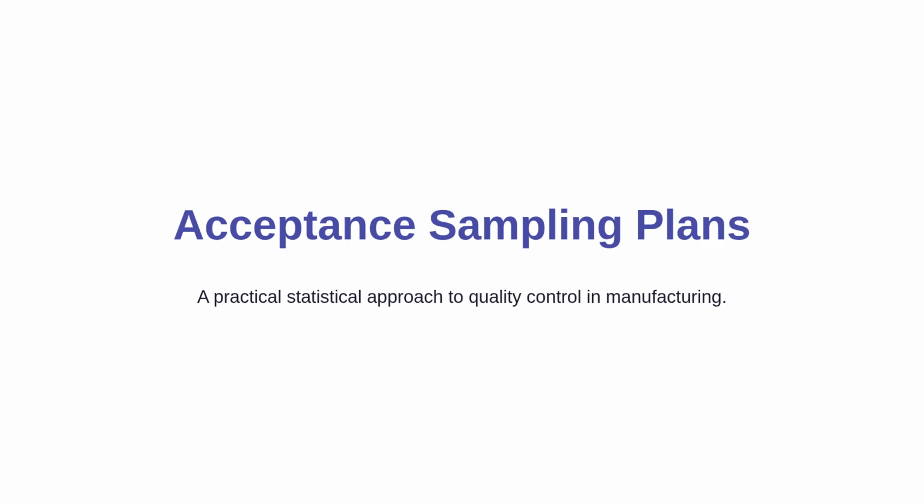Today we are diving into acceptance sampling plans. Imagine you are a quality inspector at a massive manufacturing plant. Thousands of items are rolling off the assembly line every hour. How do you ensure quality without inspecting every single piece, which would take forever and cost a fortune? That is exactly the problem we will solve today.